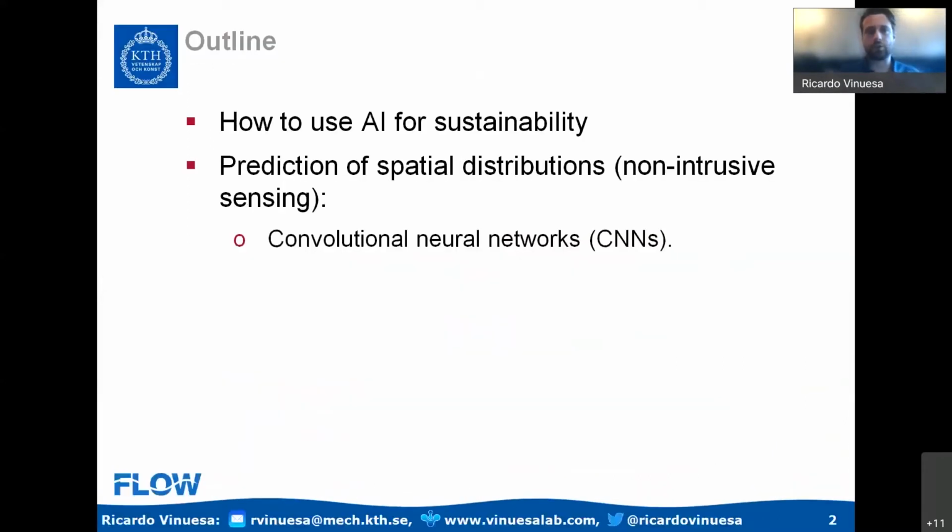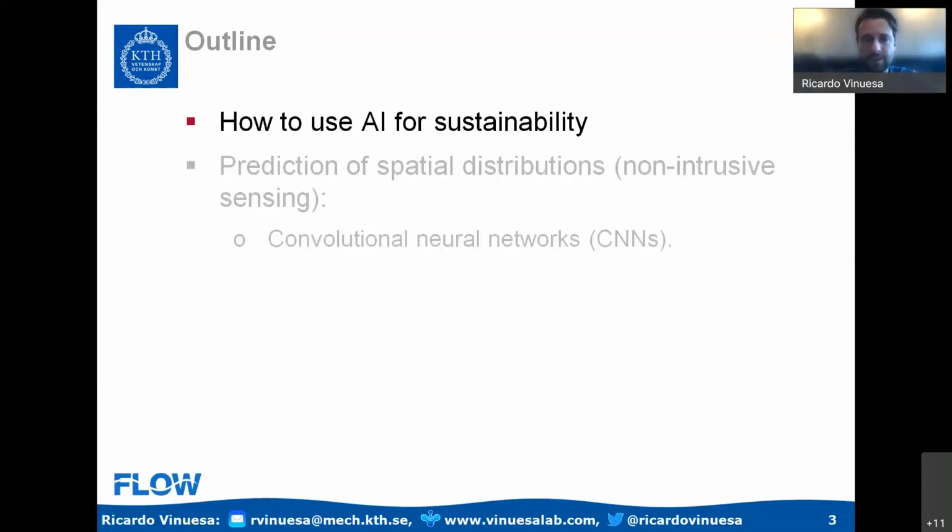So I'm going to divide the talk into two different parts. First, I'm going to talk about how to use AI for sustainability, and then I'm going to talk about some examples of practical applications of AI, particularly for non-intrusive sensing. I will tell you more about that, and then I will be discussing some of these fluid mechanics examples. So first, the part about AI and sustainability.